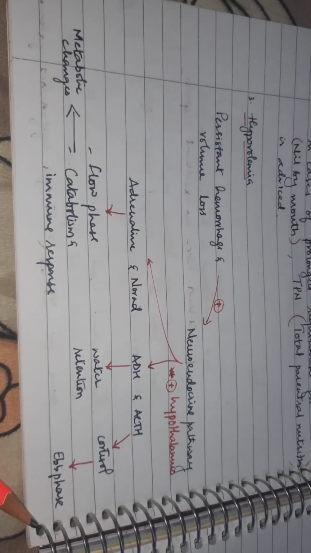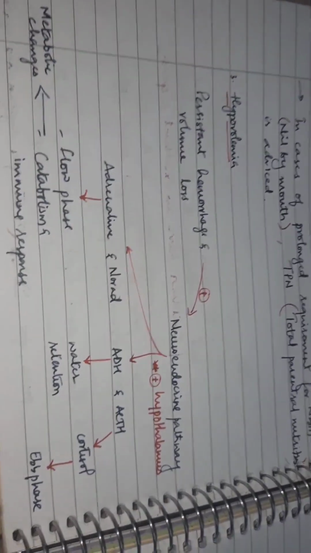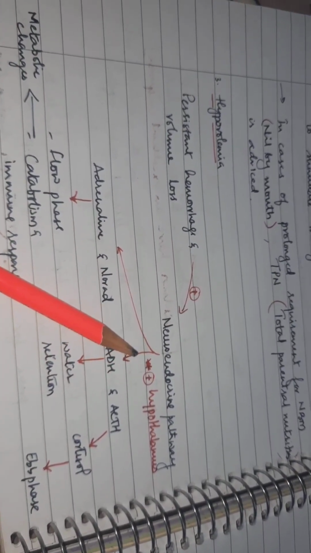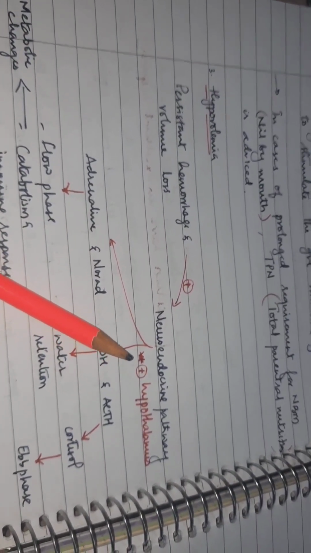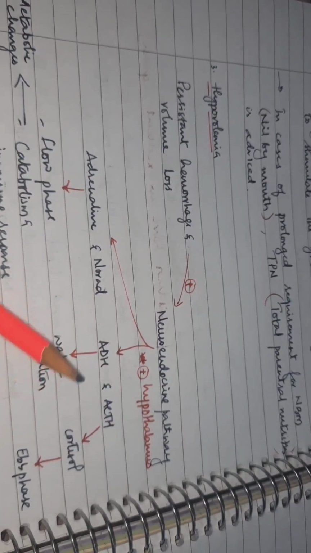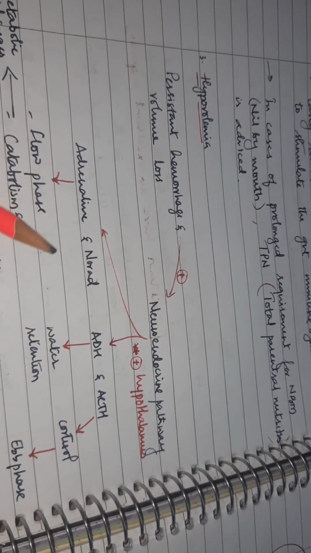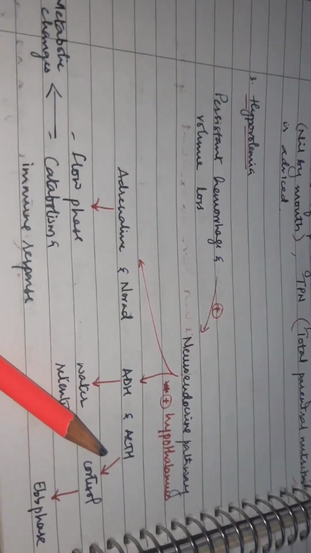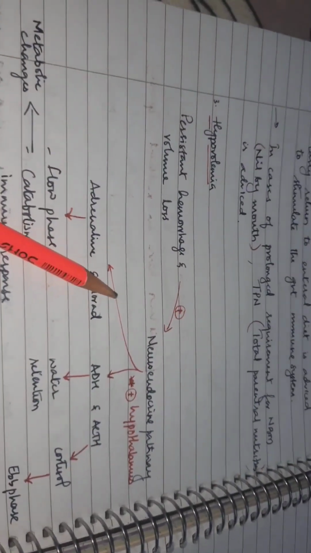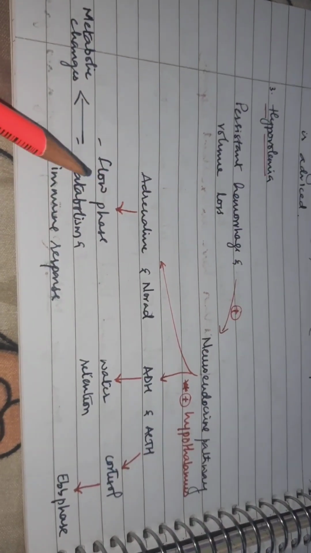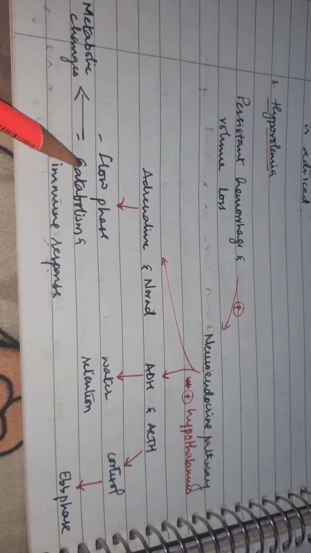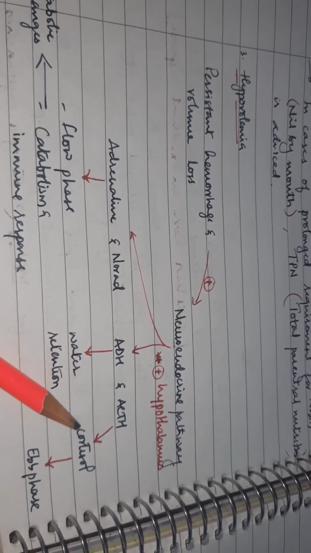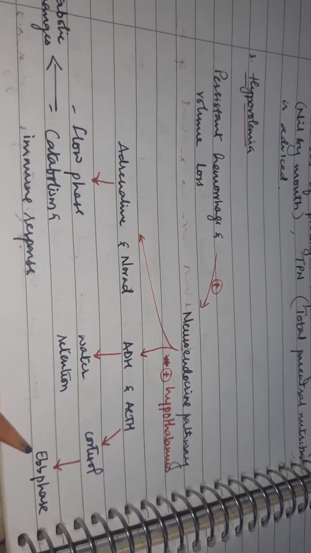Now this is a little diagram. Persistent hemorrhage and volume loss causes the stimulation of neuroendocrine pathway, which stimulates the hypothalamus. Now hypothalamus releases adrenaline and noradrenaline, antidiuretic hormone, and adrenocorticotropic hormone. As we have learnt earlier, adrenaline is the main hormone for the flow phase, and ACTH gives rise to cortisol, which is the main hormone in the ebb phase.